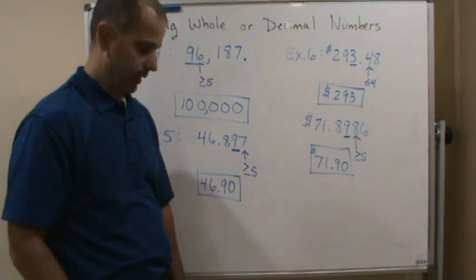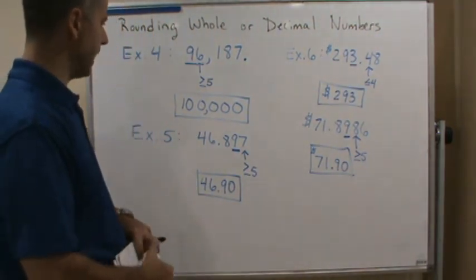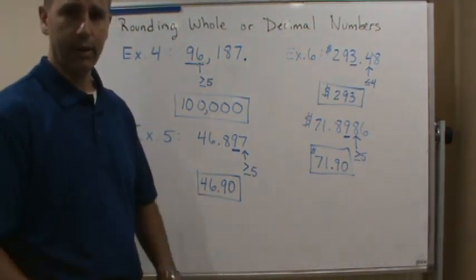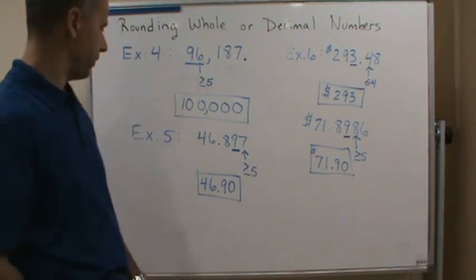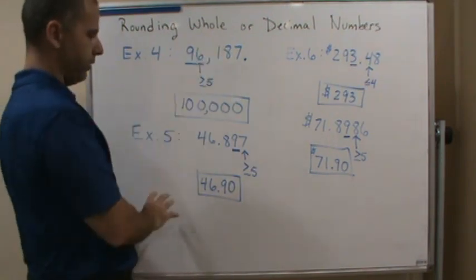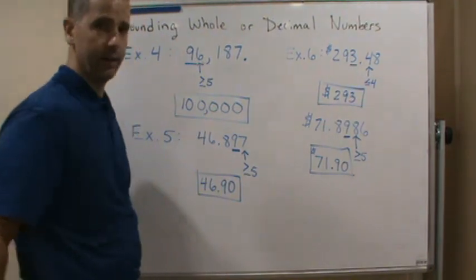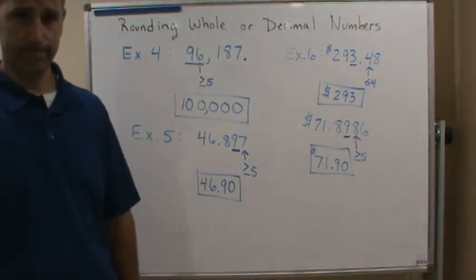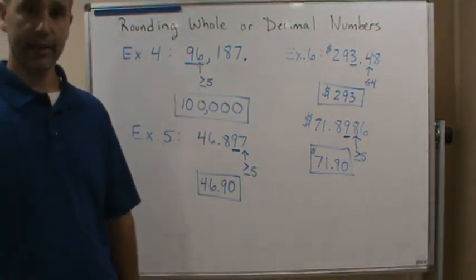cent. And that's it. So that's some examples of how we would round numbers to different place values, whether it's a whole number or a number that involves decimals. Until next time, have a great day.